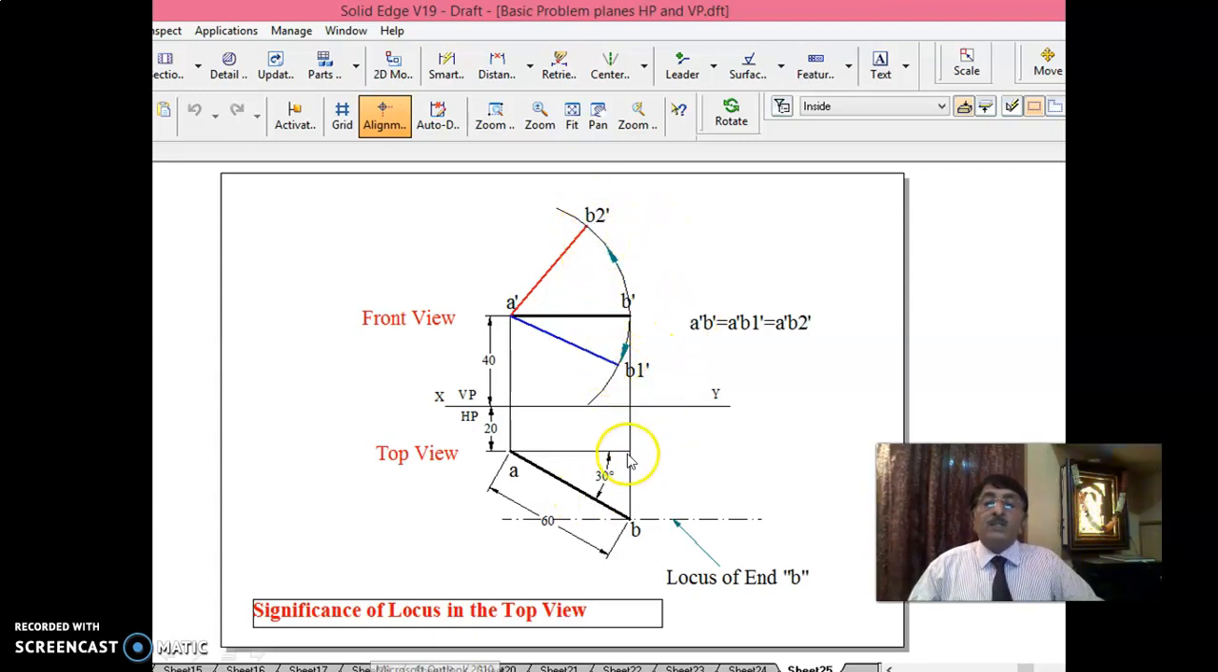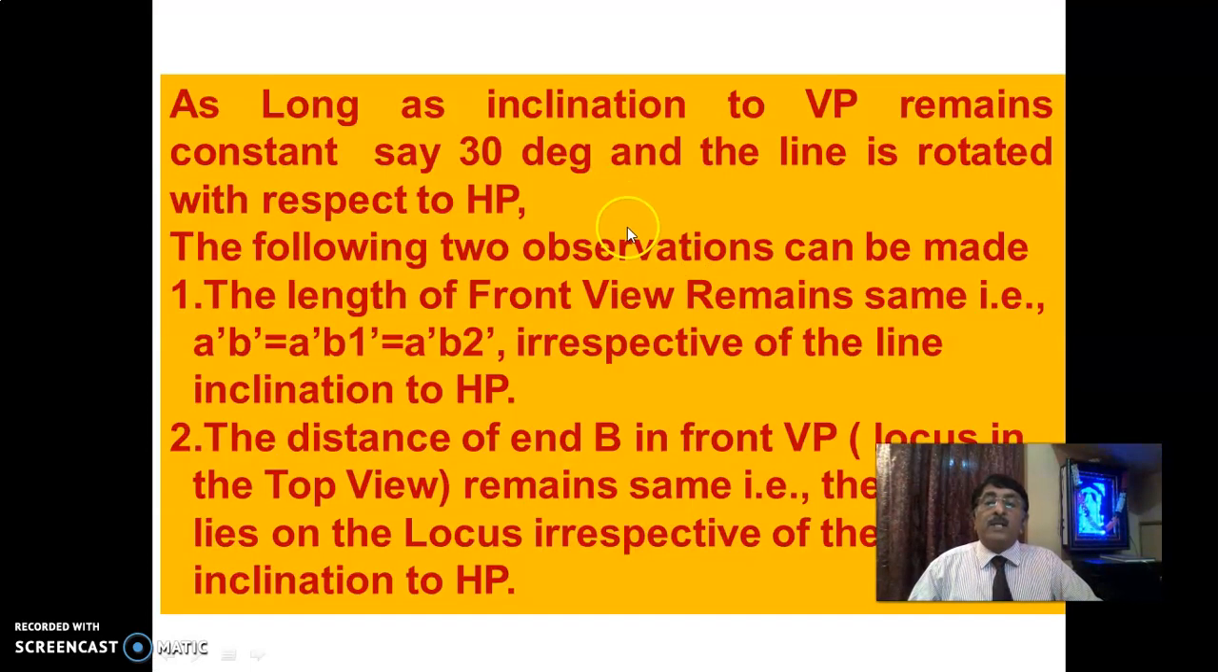Come and hit against the locus only because in this position and this position, the distance in front of VP remains same. And also, as long as inclination to VP remains same, whatever may be the inclination with respect to HP, the length of the front view remains same. That is why A dash as center, A dash B dash as radius, we draw an arc. Okay, this is the thing. Drawing an arc and all that, you should know very well the inclination to VP is always constant. That I have written here.